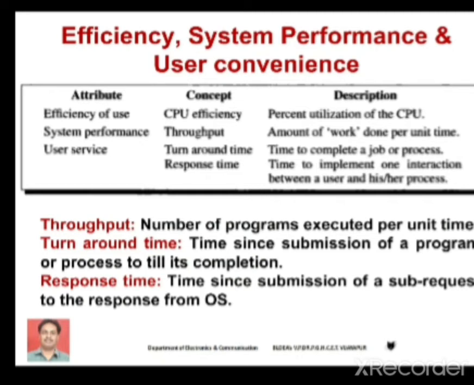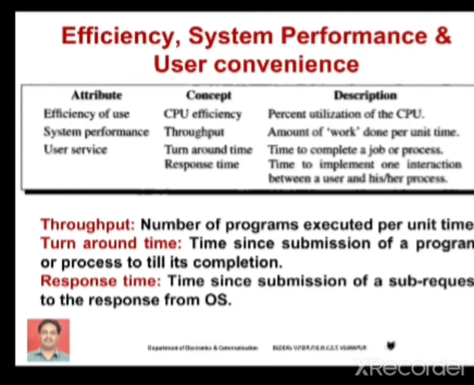Okay, we'll discuss these one by one. First, we have throughput. So actually throughput means the number of programs executed per unit time. The total number of programs executed per unit time can be called throughput. Say for example, in 5 seconds, if you execute 10 programs, that can be treated as throughput. So in a unit time, how many programs the operating system is going to execute, we call it throughput.